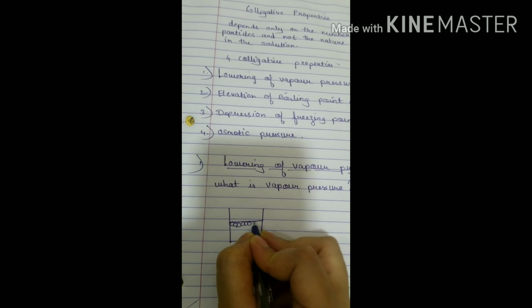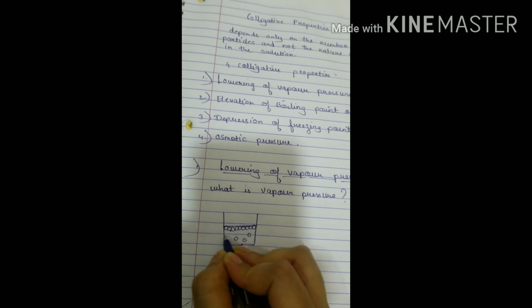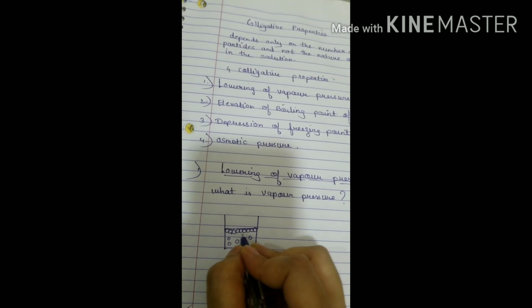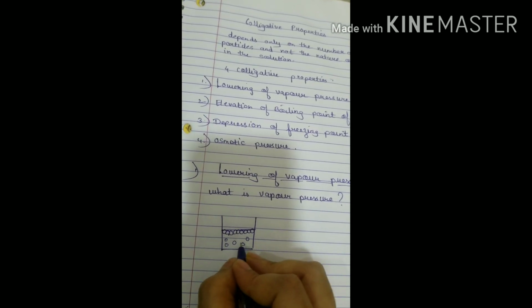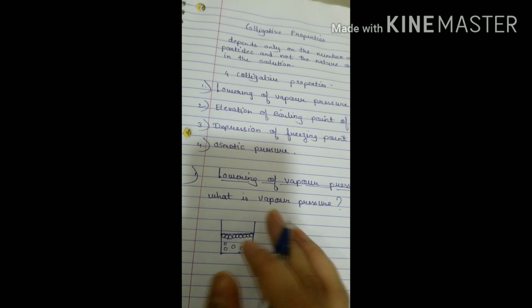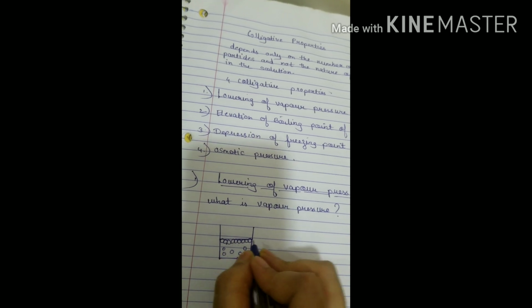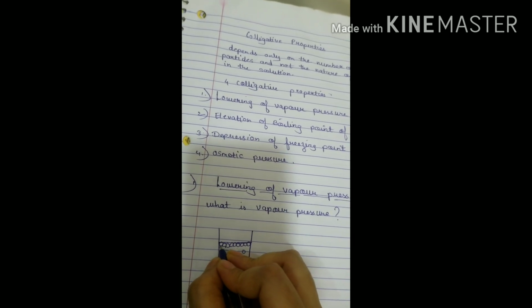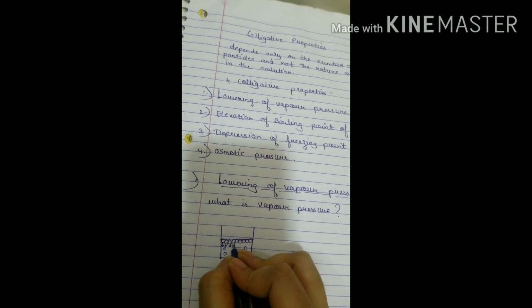on the surface, right? And there will be molecules that will be present in the bulk, means you can say inside the solution, okay. So these are the molecules that are present on the surface, and these are the molecules that are present in the bulk, or you can say inside the liquid. Now why is it called bulk?